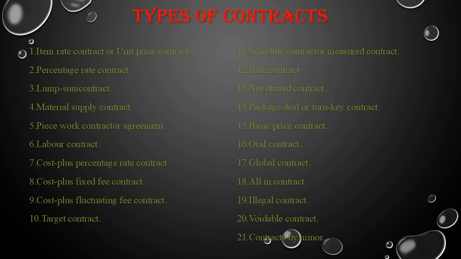Next is the types of contract. There are numerous types of contracts which includes first one, item rate contract or unit based contract, percentage rate contract, lump sum contract, material supply contract, piecework contract agreement, labor contract, cost plus percentage rate contract, cost plus fixed fee contract, cost plus fluctuating fee contract, target contract, scheduled contract, contractor measured contract, negotiated contract, package deal or turnkey contract, basic price contract, oral contract, global contract, all-in contract, illegal contract, voidable contract, and contracts by minor.